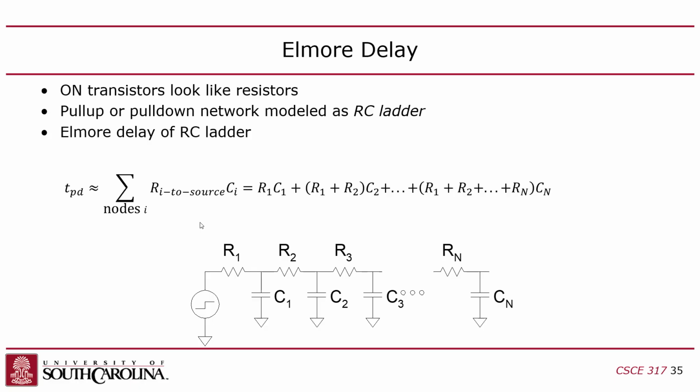Because R1 and R2 are connected in series, this is a series resistance charging or discharging this capacitor, right? So you have one resistor taking care of the first capacitor, two resistors taking care of this capacitor, and three resistors taking care of that capacitor. So it's R1 times C1 plus (R1 plus R2) times C2 plus (R1 plus R2 plus R3) times C3. You just tally up the delay through the RC ladder.